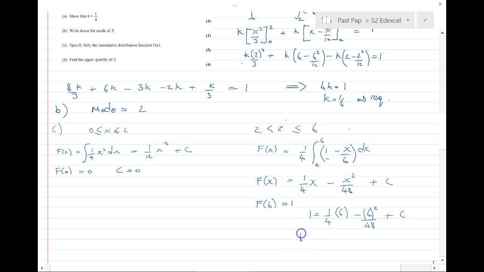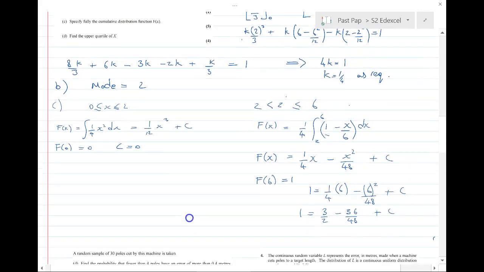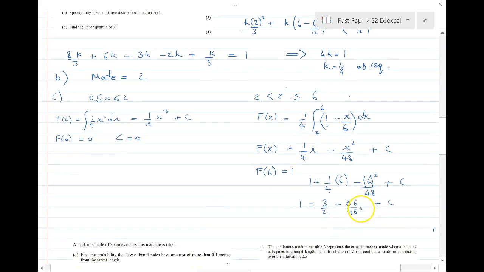Okay, so that gives us 1 is equal to, the 6 over 4 is 3 over 2, 6 squared, 36 over 48, plus c. I want to use a calculator really. So if I divide those by 12, I make that 3 over 4. So I get 1 is equal to 3 over 2 minus 3 over 4 plus c. So that gives me that c is equal to 1 minus 3 over 2 plus 3 over 4. Putting all those over a common denominator, 4 minus 6 plus 3 gives us 1/4.